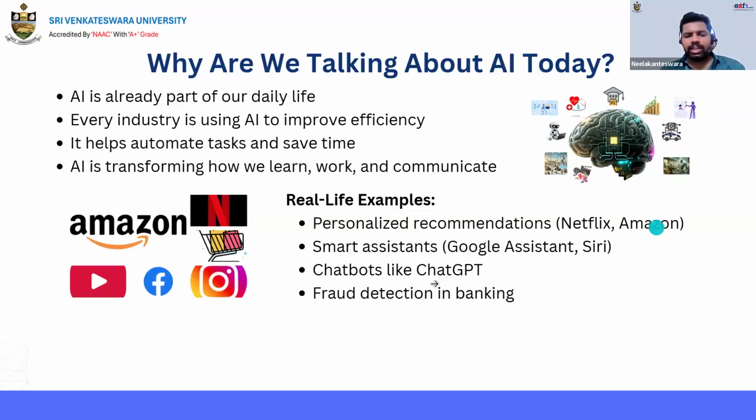If you take smart assistants like Google Assistant or Siri, suppose you say, "Hey Google, set an alarm for 8:30 a.m. or 9 a.m." It understands that. How does it understand? It's AI.